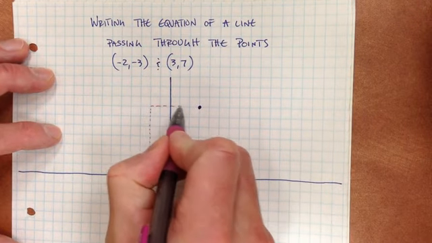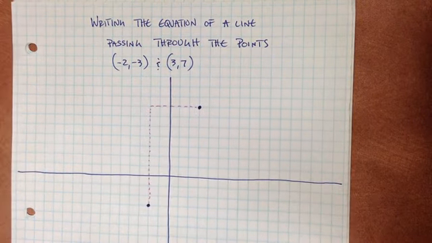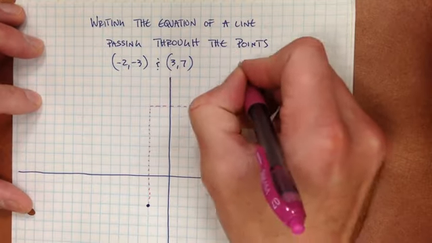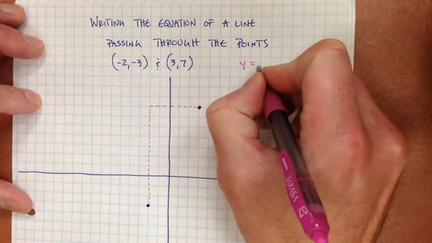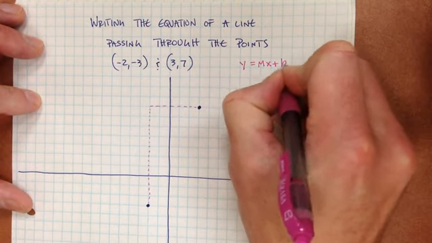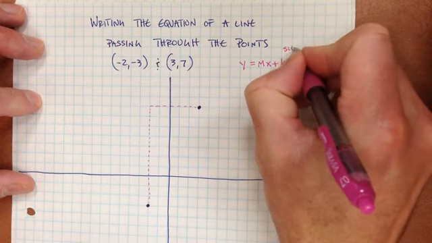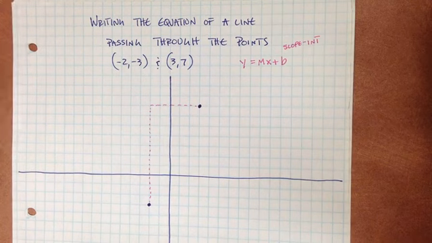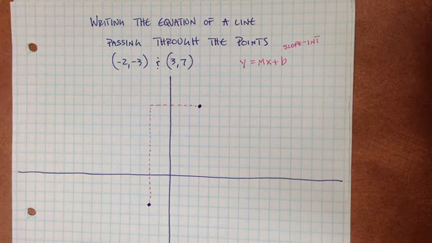That gives us our rise over our run, and that is a component of slope, a very important component of writing the equation of a line. The form that we are looking for here, y equals mx plus b, that is slope-intercept. Later I'll give you a video and I'll let you check out point slope form of a line.